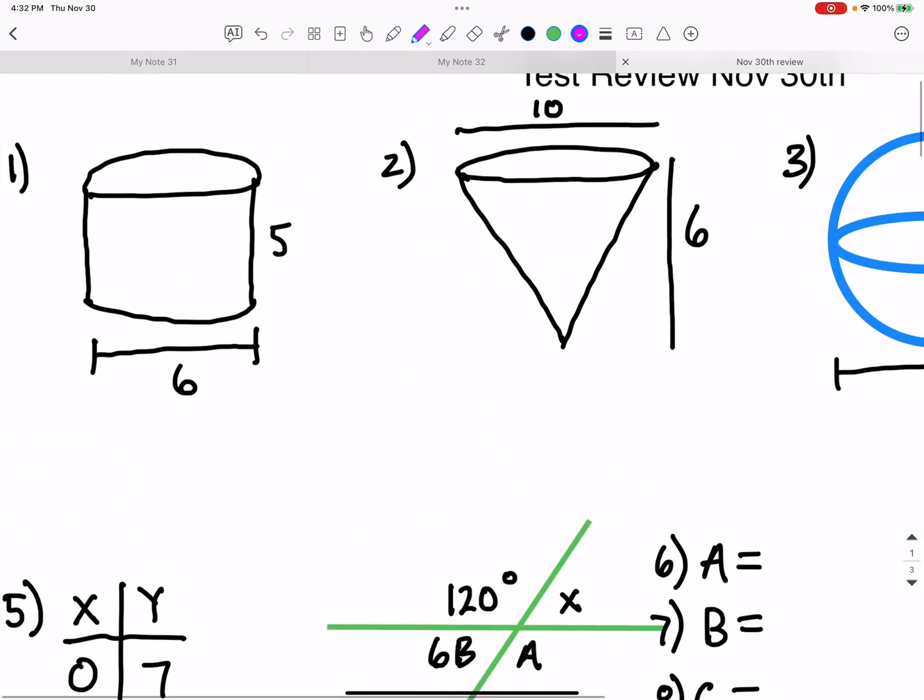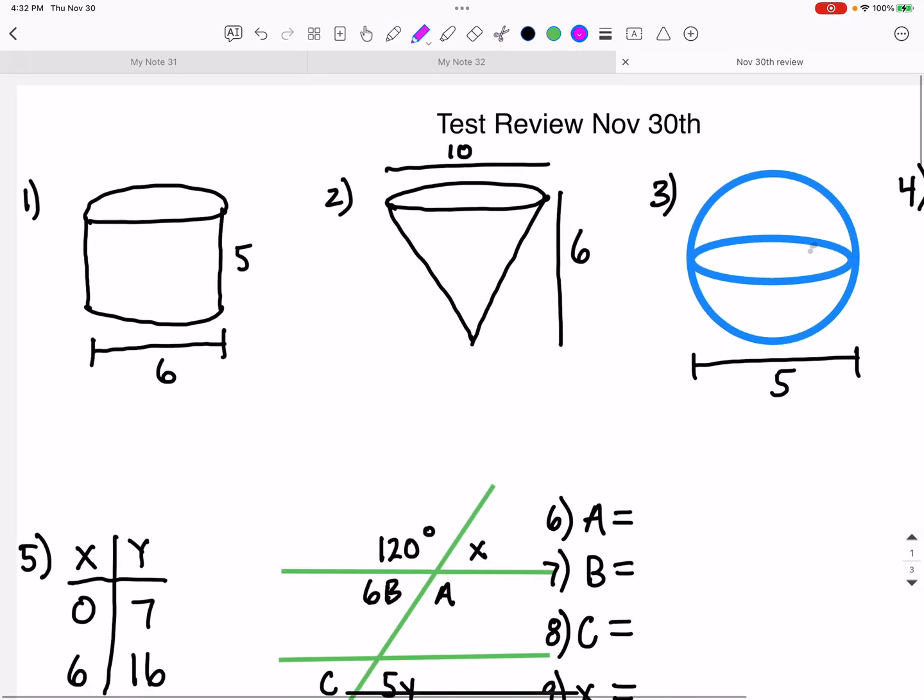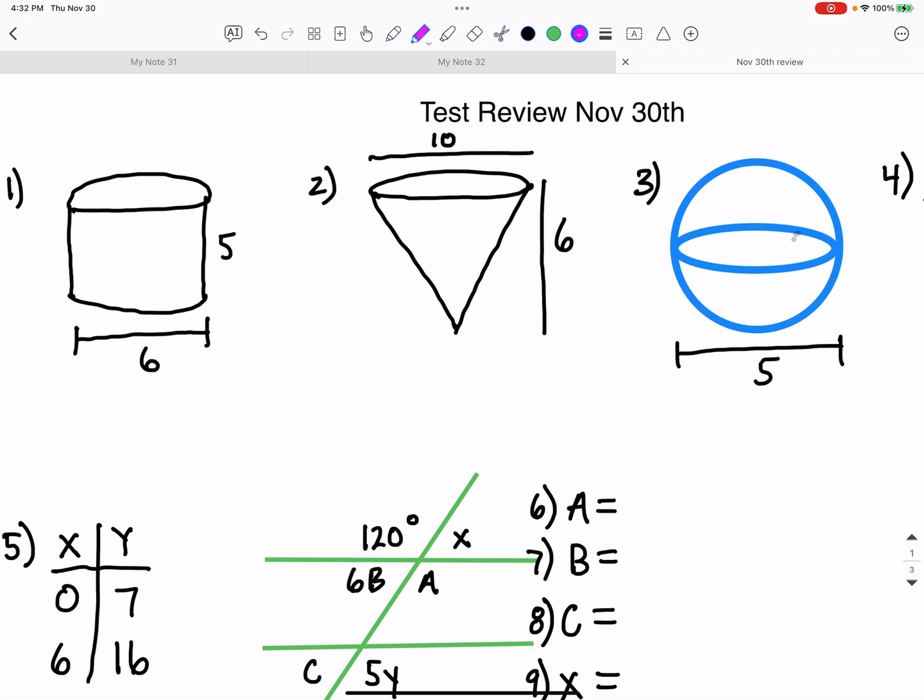Okay, guys, let's see. These ones I think we did in class, but let's do them again. Sorry, okay, here we go.